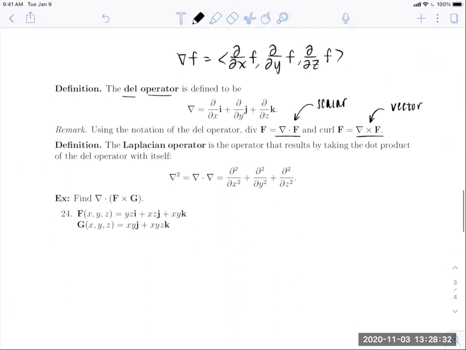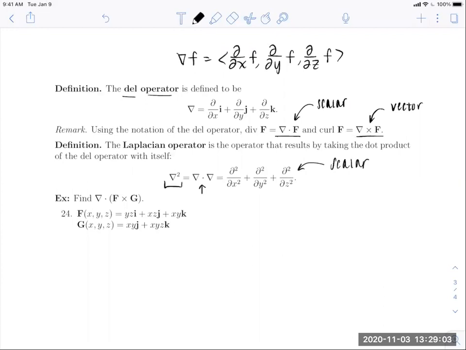We can build upon the del operator if we act it on itself via the dot product. So del dot del, which is also denoted as del squared here, is the Laplacian operator. And you can see what it is. Again, we're working with a dot product, and so that's going to output a scalar. And it's just the second partial with respect to x plus the second partial with respect to y plus the second partial with respect to z. So that is the Laplacian.